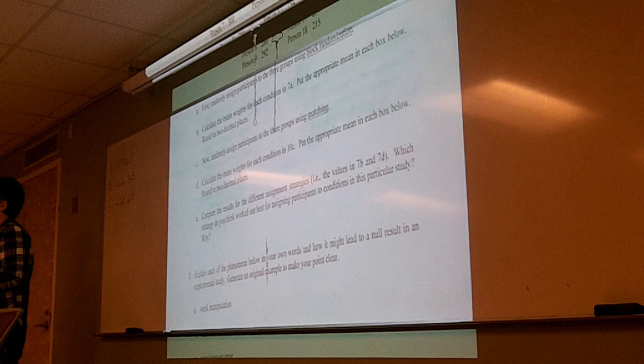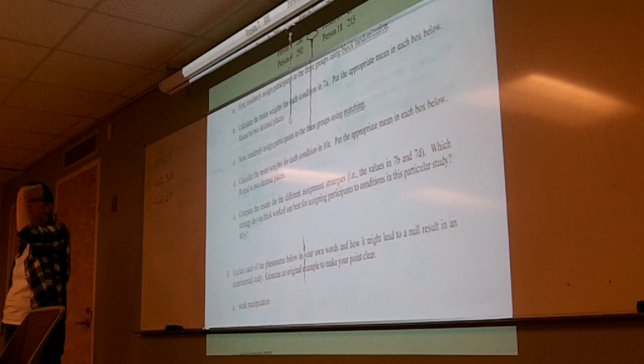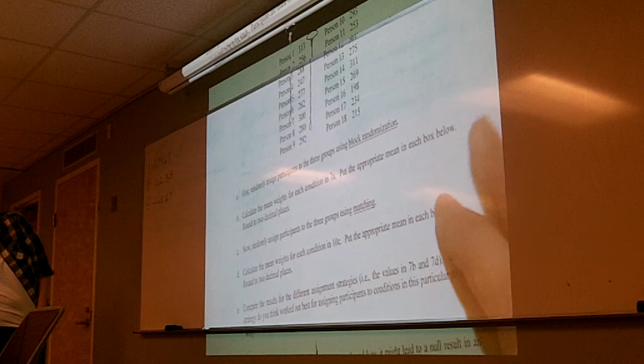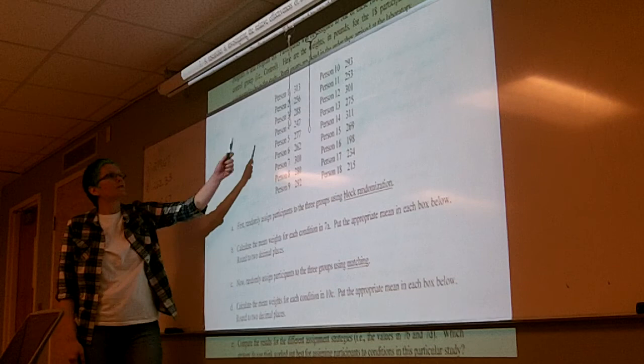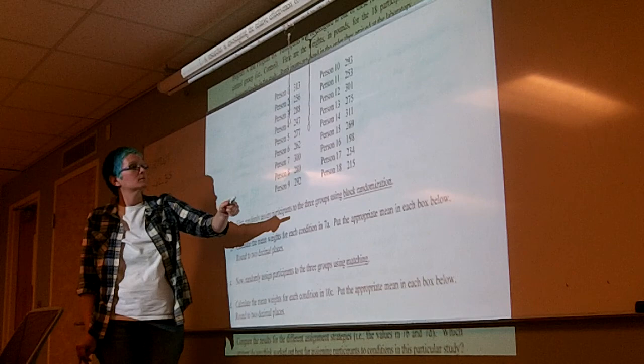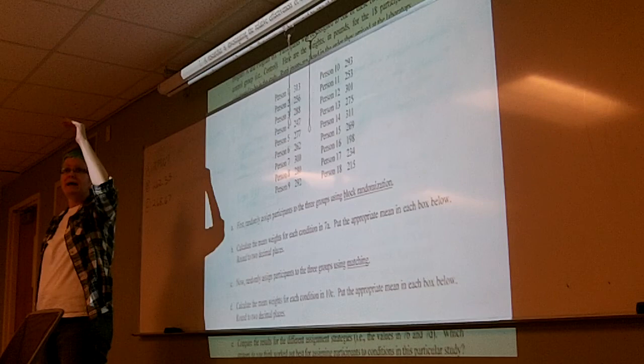Now, what do I do with matching? Put them in order, right? Okay, order people. You did this, right? We put them in order from the heaviest to the lightest, right? Okay, so if we're looking at all these people, who's my heaviest person? Person A. 313. Who's my second heaviest person? 311. Okay, who's my next heaviest person? 301, okay? So here's what I want you to do. I want you to make a list now from heaviest to lightest.